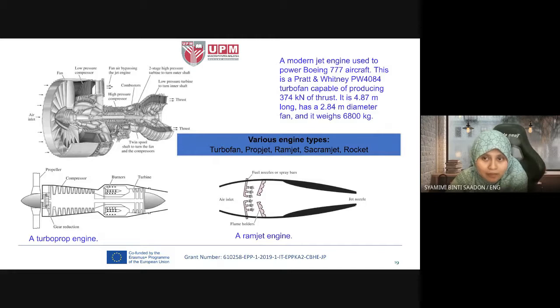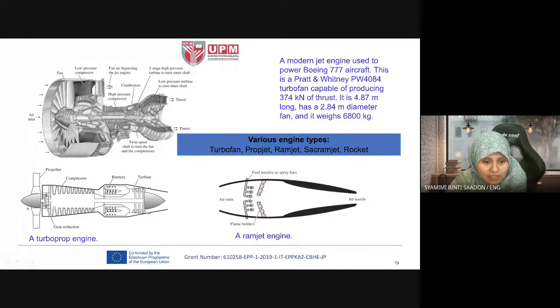Okay, this is an example of a model jet engine, Boeing 777. This is the turbofan engine. We have the air inlet, fan, low pressure compressor, high pressure compressor, so two-stage compression, combustor, two-stage turbine also, low pressure turbine and high pressure turbine, and then thrust exiting the nozzle.